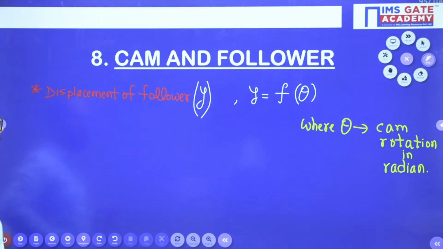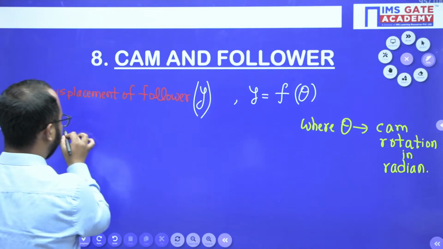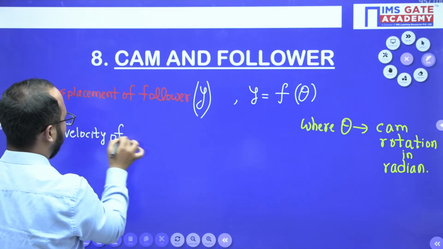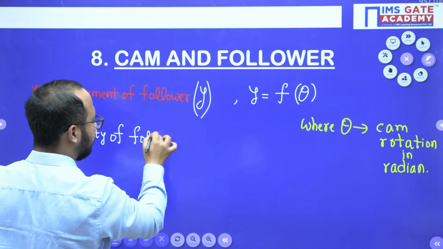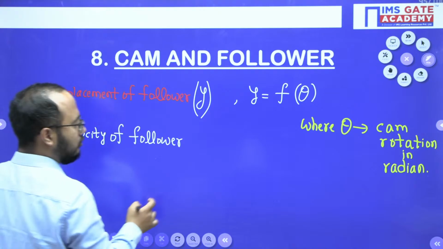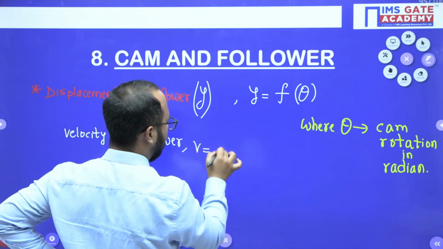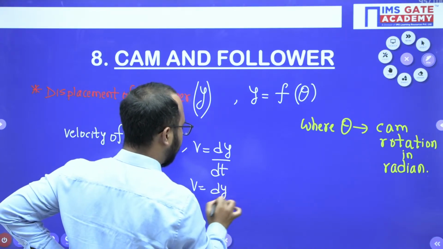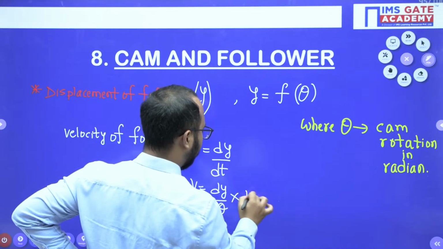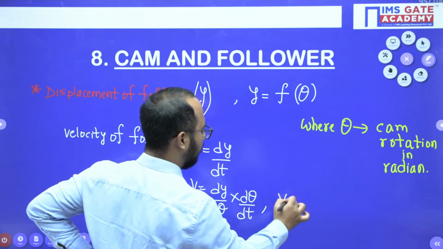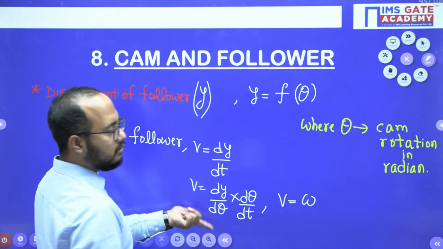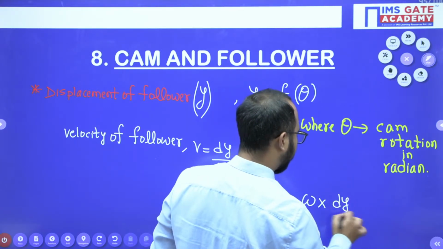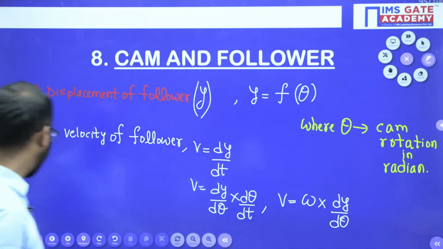Now, if it is the displacement, I can easily calculate velocity. Or in some cases, they will directly give this relation also. So you should understand how you can utilize this relation. dy by dt is there, so you will have dy by d theta, and here d theta by dt. d theta by dt is nothing but omega, the rotation of cam, multiplied by dy by d theta. Similarly, you can calculate the acceleration also.